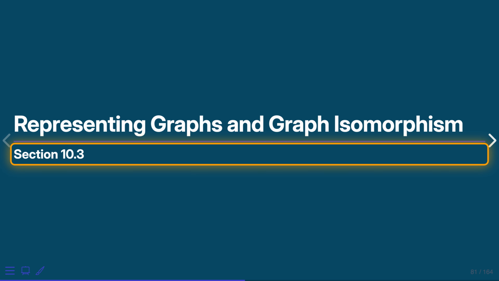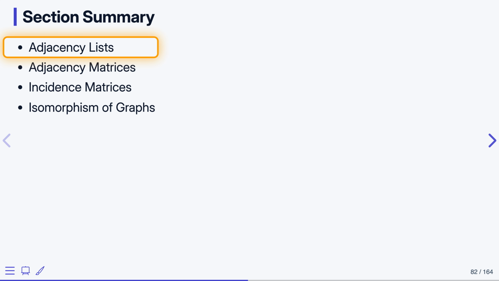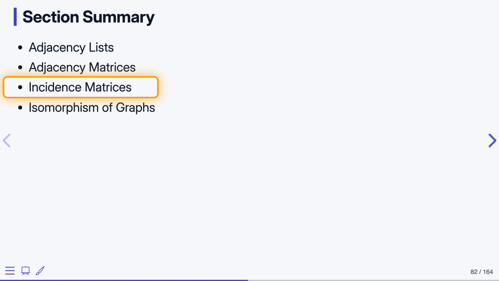Now we turn to a new topic. It is about how we store a graph and how we compare 2 graphs. So far we have drawn graphs as pictures, but a computer cannot read a picture. It needs numbers and lists. This is the plan for this section. First, we learn adjacency lists. That is a simple list of neighbors. Then adjacency matrices. That is a grid of zeros and ones. Then incidence matrices. This grid links vertices to edges. And last, we learn when 2 graphs are isomorphic. That means they are the same graph, just drawn in a different way.